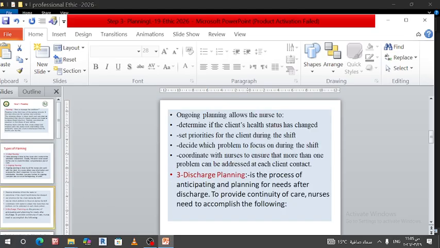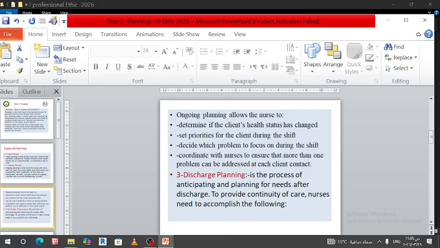Ongoing planning follows the nurse to determine if the client's health status has changed, to set priorities for the patient during the shift, and to dictate which problems to focus on during the shift. Nurses coordinate to ensure that more than one problem can be addressed at each client contact. This is the ongoing planning.